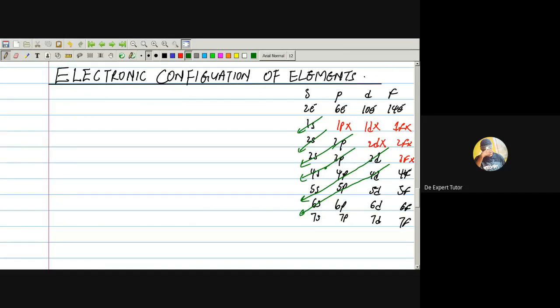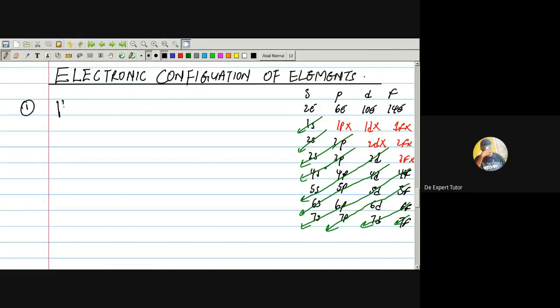After that, just trace this line. We move to this, after that to this, after that to this, and lastly this, and so on like that. So let's start from the first element that we have. Okay, let's start from hydrogen.